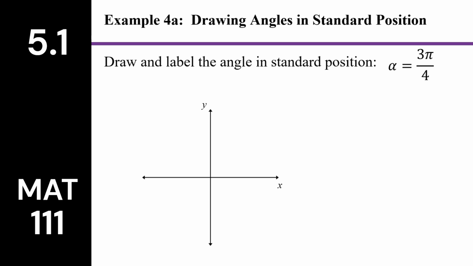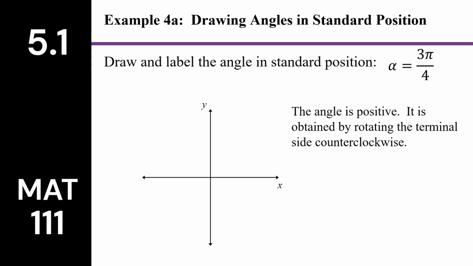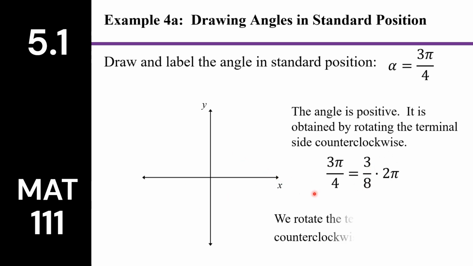In example 4a, we're going to draw and label our angle alpha in standard position. The angle is positive, so we're going to rotate counterclockwise. And we have 3 pi over 4 is 3/8 of a full rotation of 2 pi. Notice that the 8 and the 2 would cancel to give us the 4, so this is a common way to write it so we can see what fraction of a full circle we're going to go.